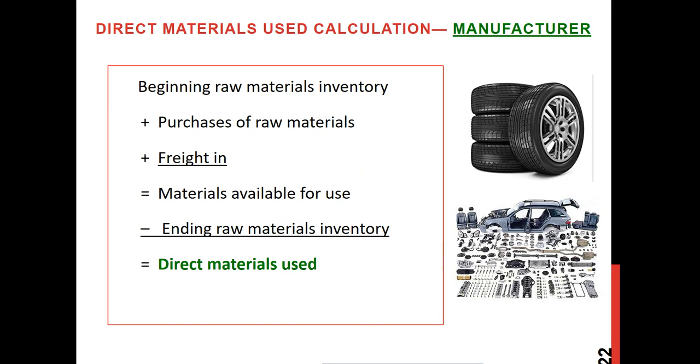You should have some beginning. That means whatever is left over from your last period, then you have something new in this year. These two together, you have available. Then if you subtract whatever is left over at the end of the period, that means the difference is you already used up those. So this is how you can calculate your direct material used.